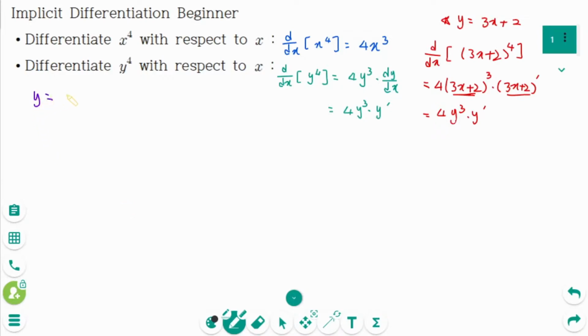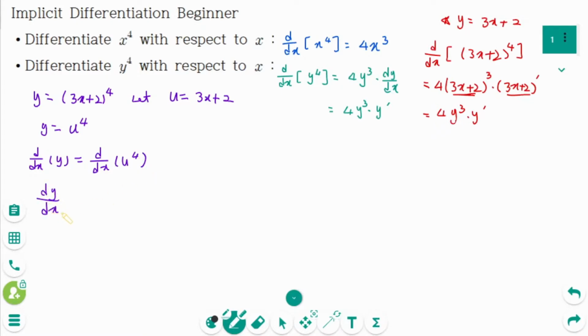When y equals (3x plus 2) to the power of 4, let u equal 3x plus 2. Then we can rewrite as y equals u to the power of 4. Then d/dx of y equals d/dx of u to the power of 4. Then dy/dx equals dy/du times du/dx. Then dy/du equals 4u to the power of 3 times du/dx, or we can rewrite as 4u cubed times u prime.